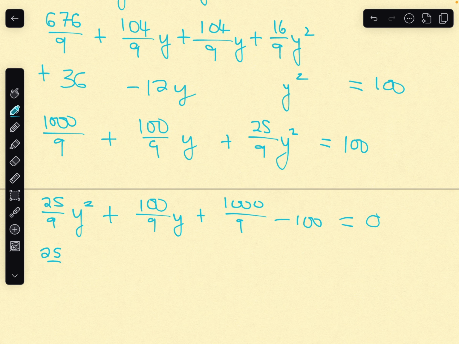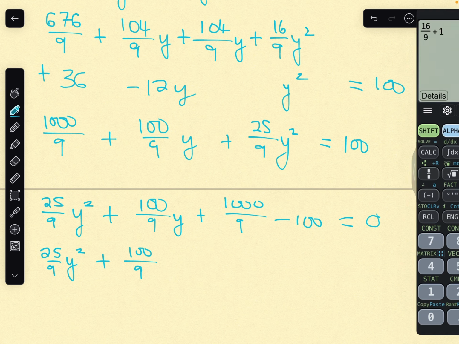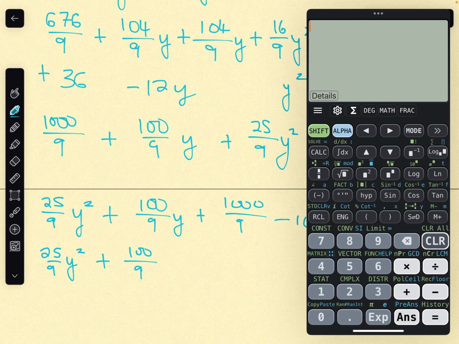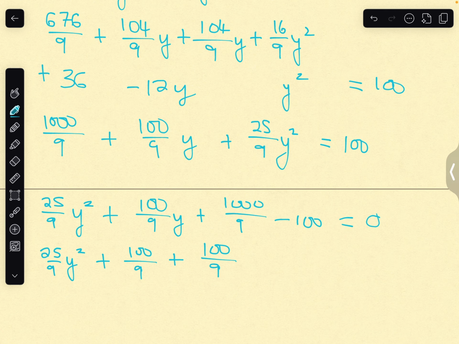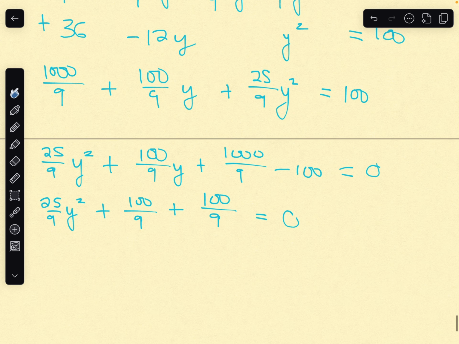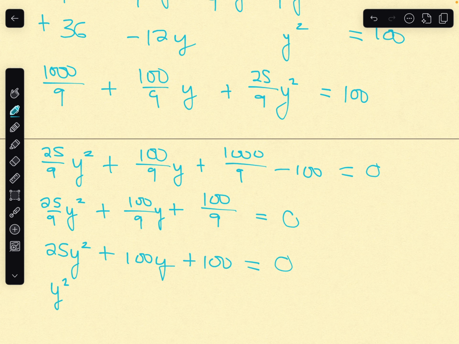So that is 25 over 9 y squared plus 100 over 9. And then here we've got 1000 over 9 minus 100, which is 100 over 9, is equal to 0. We can times through by 9 to get rid of the fractions. Oh, this was meant to be 100 over 9y, sorry. So this will be 100y, and then this is 100, and that just remains 0. And then we can divide through by 25.